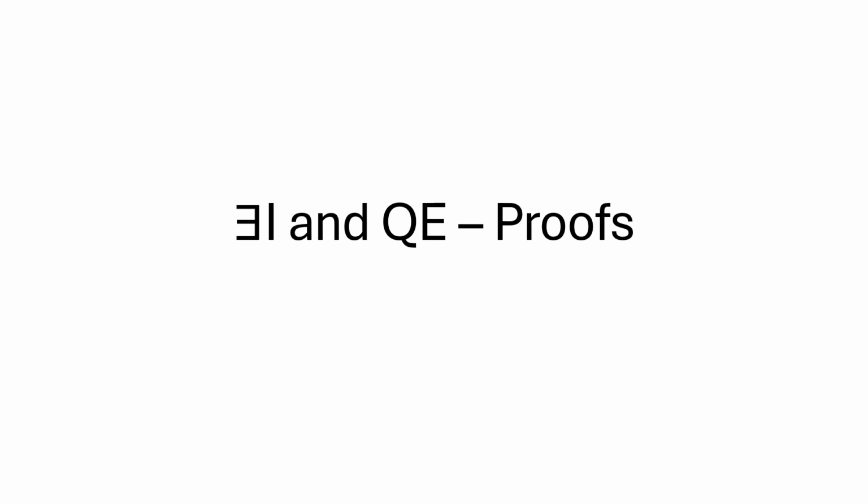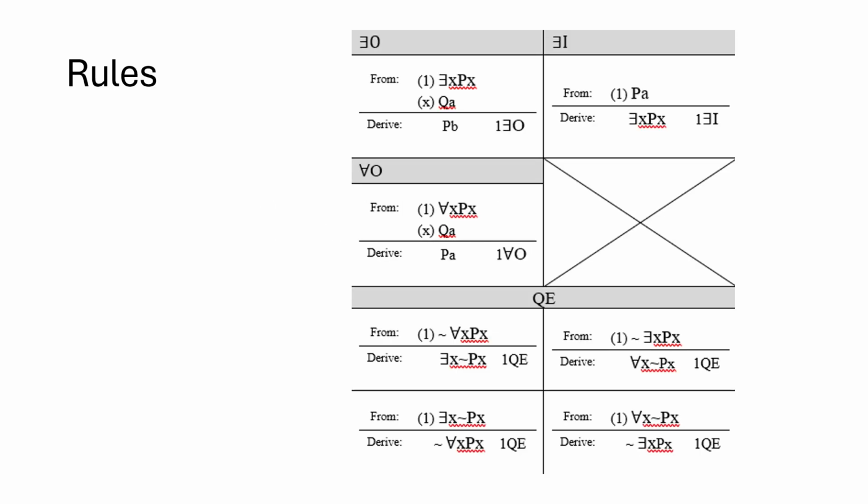In this lecture, we'll look at the existential in and the quantifier exchange rules for our predicate logic proofs. Looking at the rules, we've already done our existential out and our universal quantifier out rules before. So we're just adding this existential in rule and then our quantifier exchange rules down here.